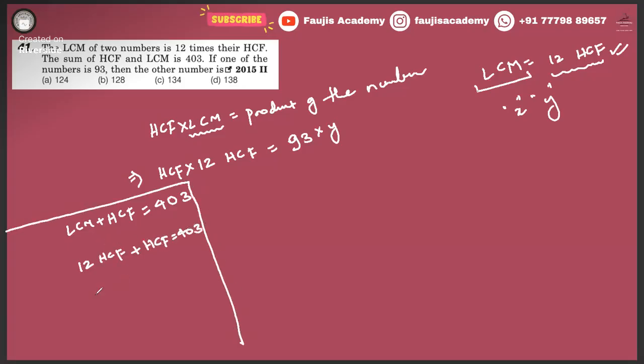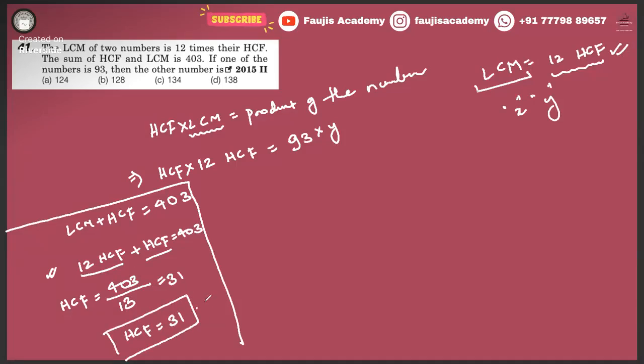Now from here, can you please tell me what is the value of HCF? 403 divided by how much? 13. Is she right, Bharat? Look at the previous step carefully: 12 HCF plus 1 HCF is 13 HCF. So 13 HCF equals 403, and HCF is 31. Now can we put this number over here? 31 into 12 into HCF is equal to 93 into Y.